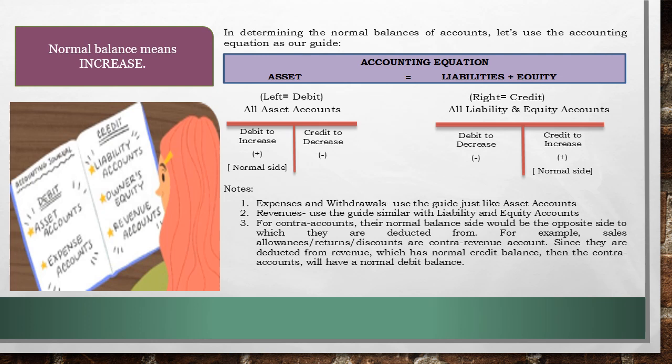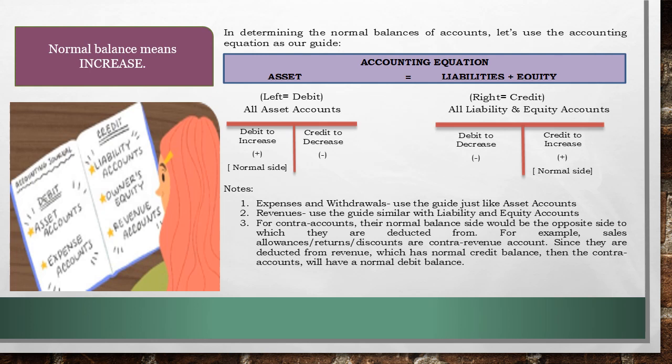So, take note. Take these three: expenses and withdrawals, use the guide just like asset accounts. Revenues, use the guide similar to liability and equity accounts. For contra accounts, we discussed that there are contra accounts like allowance for doubtful accounts, accumulated depreciation, sales returns, sales discount, purchase returns, purchase discount.